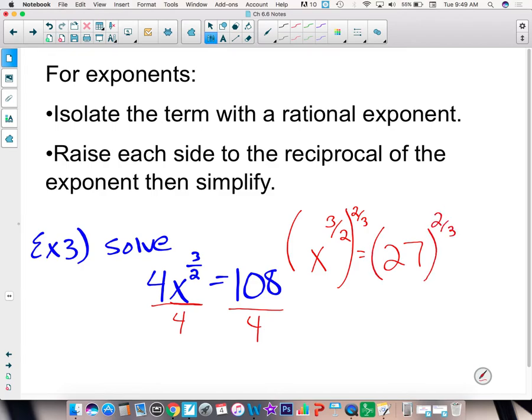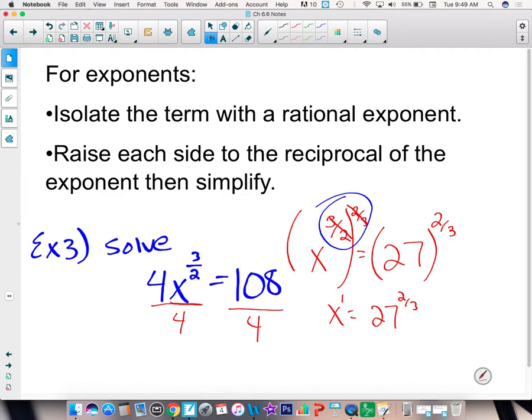Okay, because if you're looking over here now, what happens to those powers? Well, you're going to multiply exponents. 3/2 times 2/3, they'll just cancel out. So we have x to the first power over here, and we have 27 to the 2/3.